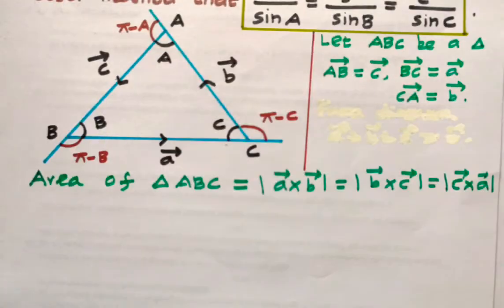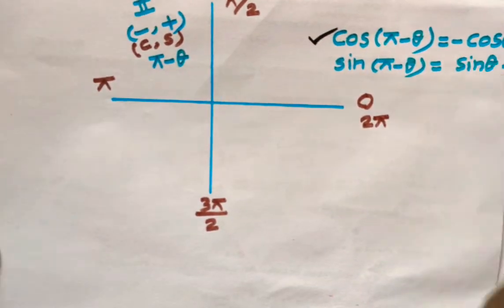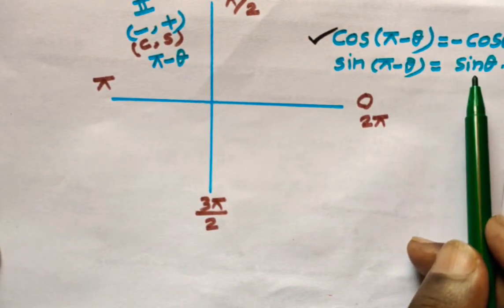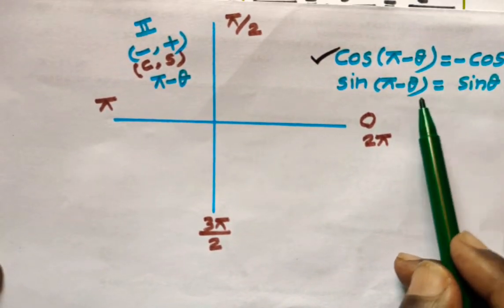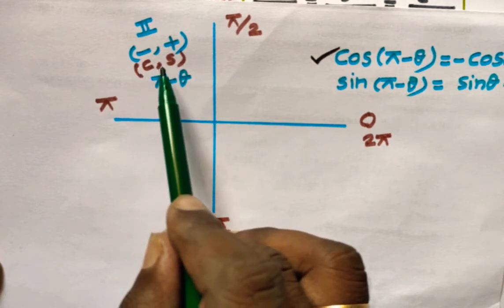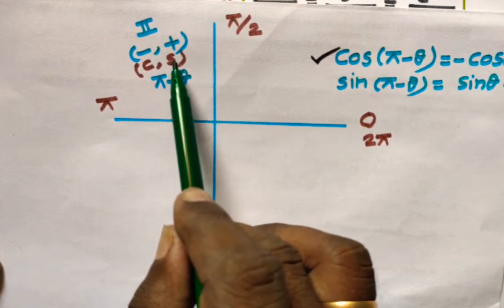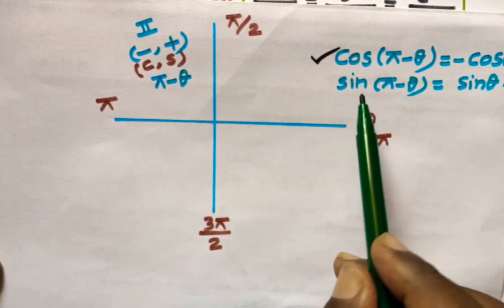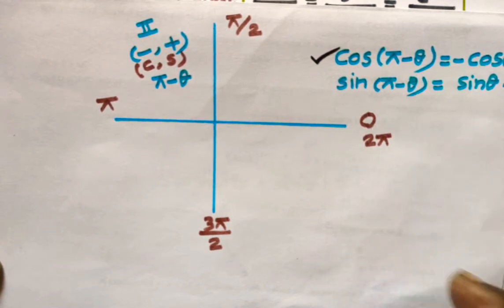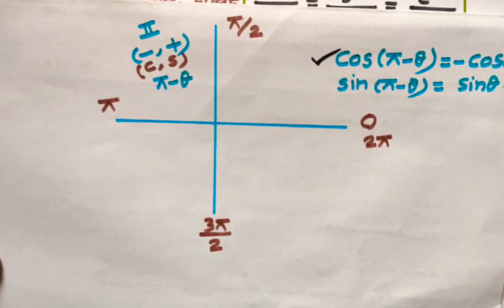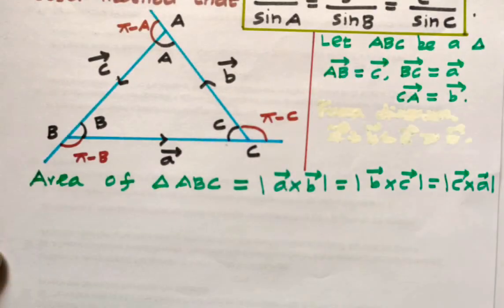And one more result: sin of pi minus theta is equal to sin theta, because pi minus theta belongs to the second quadrant. In the second quadrant sin is only positive, that's why we can write sin of pi minus theta is equal to sin theta. These two results are very important.